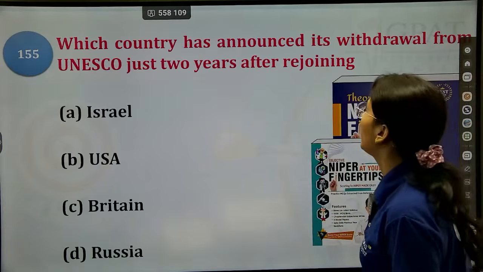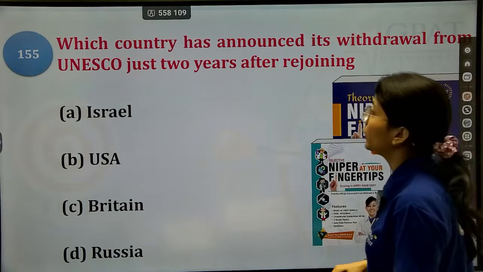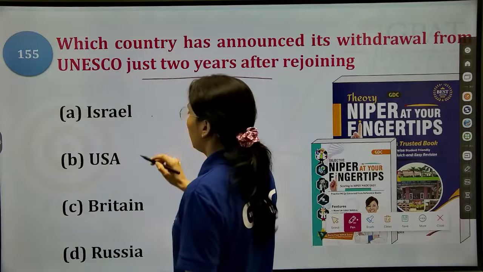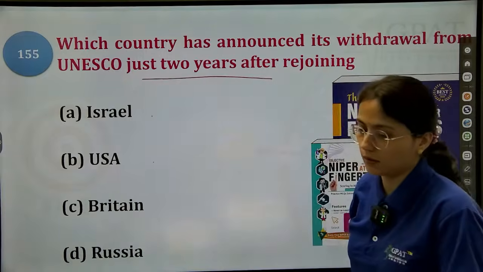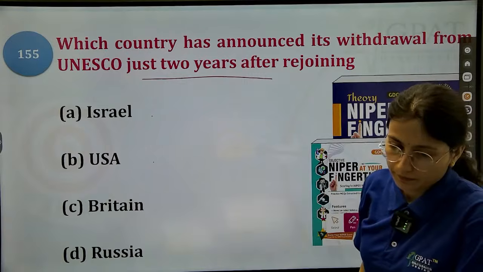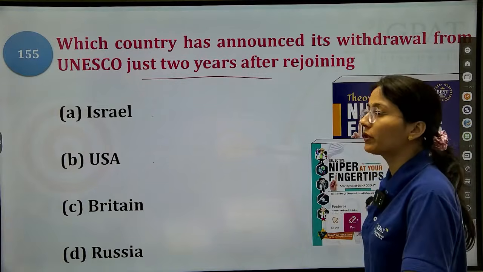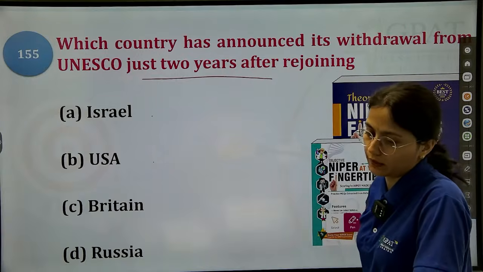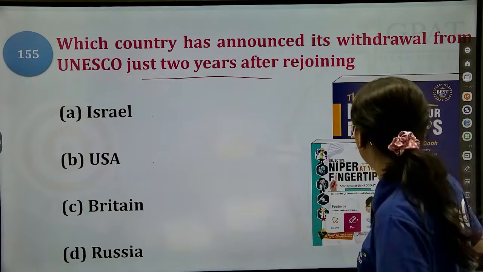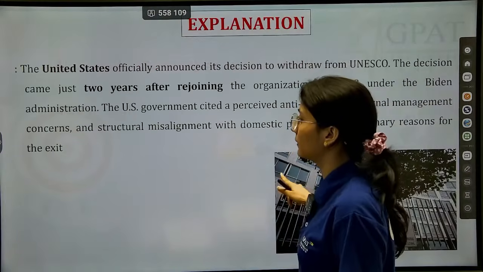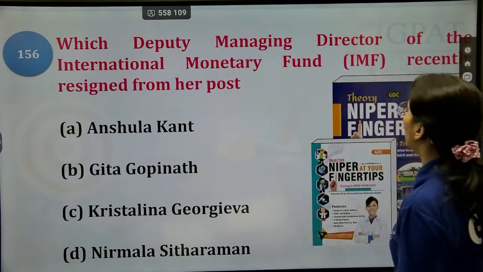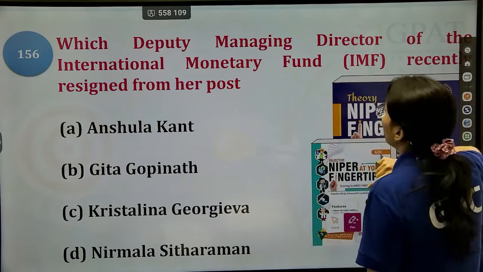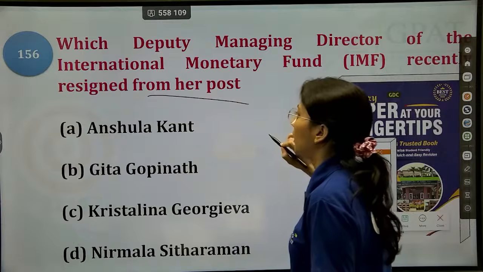Next, which country has announced its withdrawal from UNESCO just 2 years after rejoining? Israel, USA, Britain, Russia. That is USA. Which deputy managing director of the International Monetary Fund, IMF, recently resigned from her post?